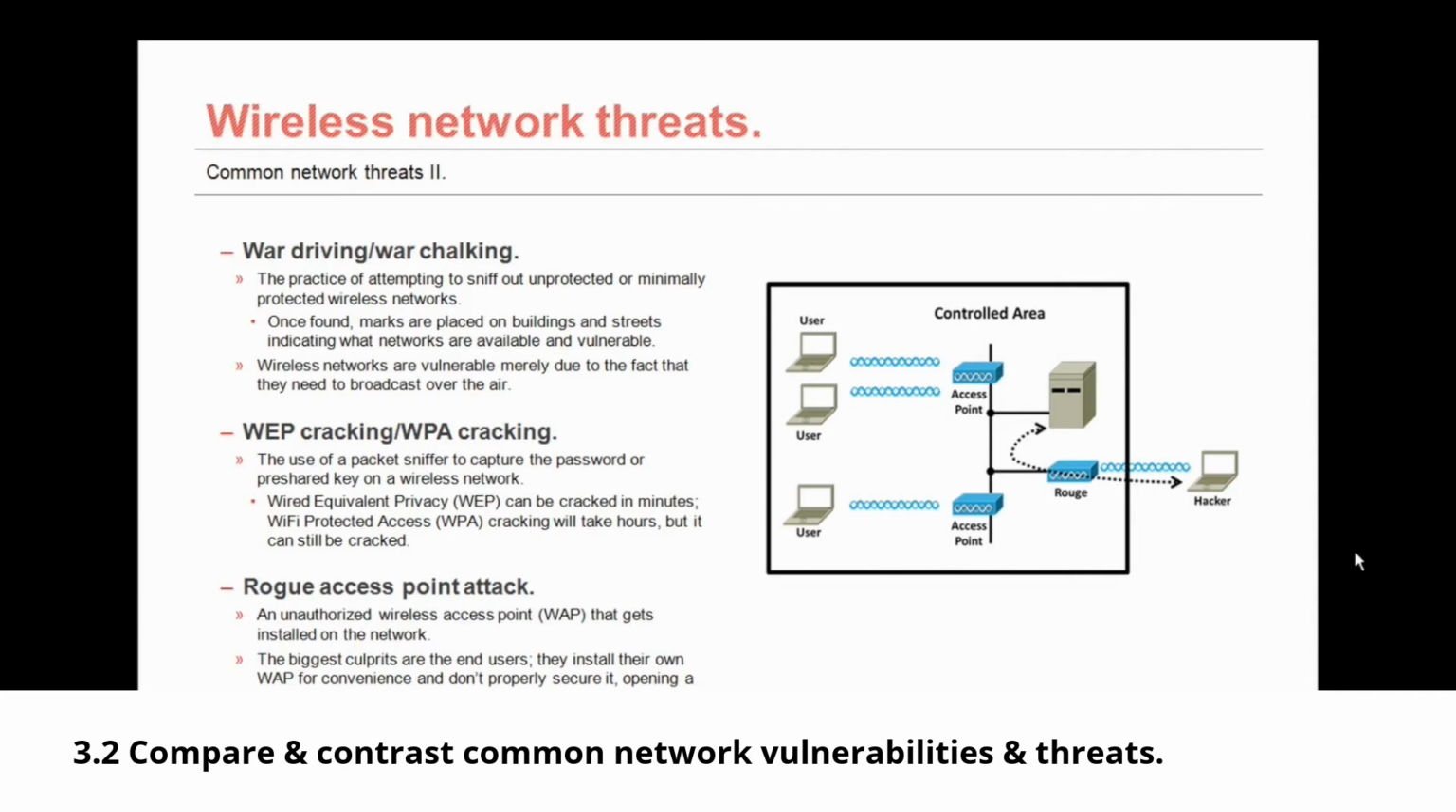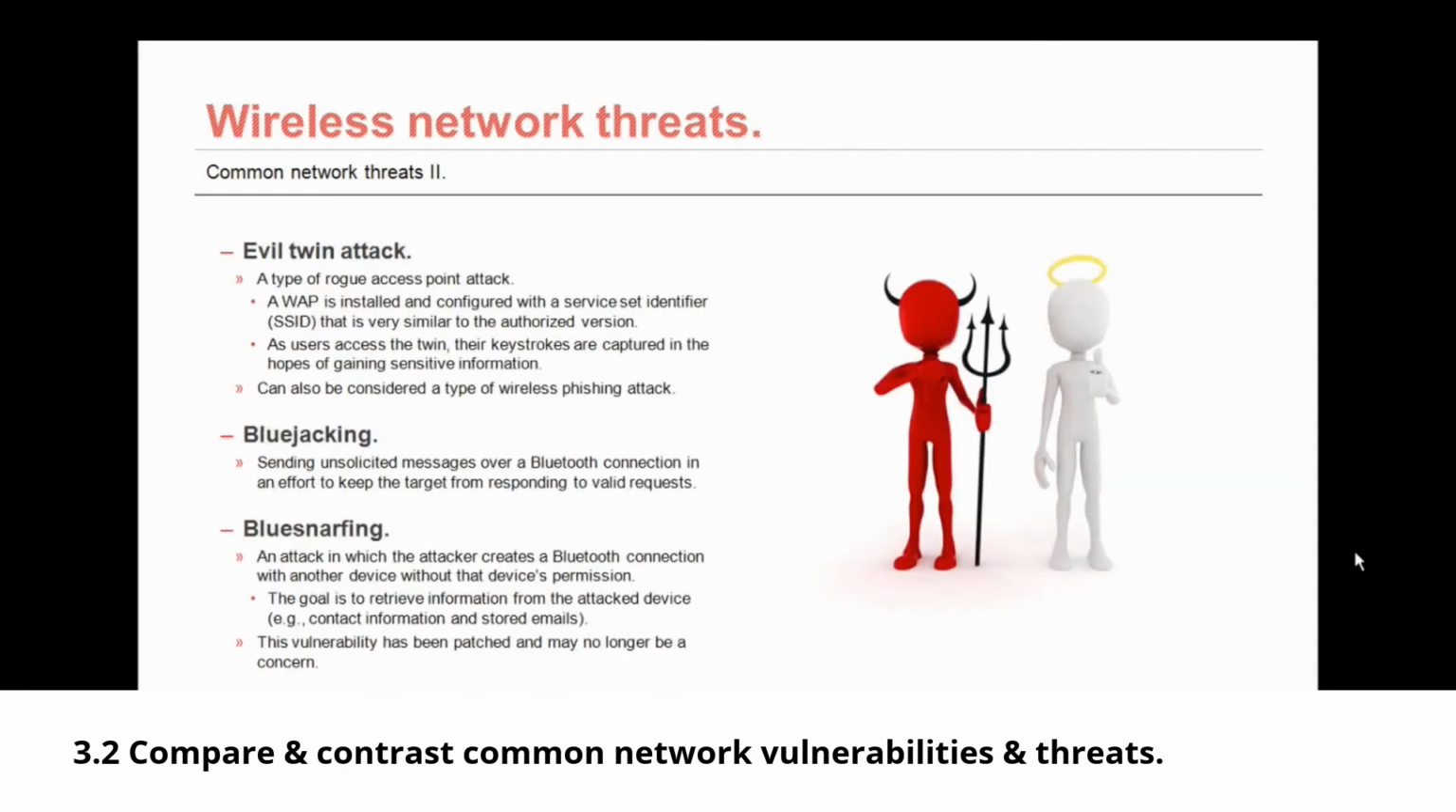Rogue access point attacks are another threat that you need to be aware of. This is where an unauthorized WAP gets installed onto the network. Unfortunately, the biggest culprits are the end users themselves. They install their own wireless access points for convenience and then don't properly secure it. This opens a vulnerability into your network. You need to periodically check for rogue access points on your networks, even if you don't have wireless installed.